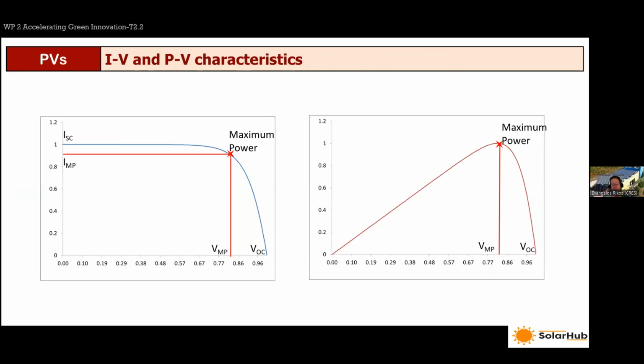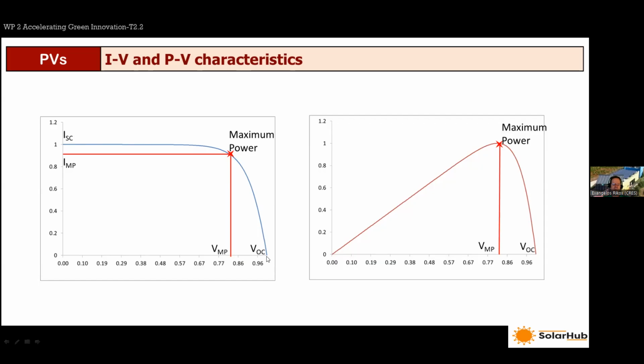Once you quantify this behavior and represent it in diagrams, you will get something like this. On the left side, you have this diagram of the current as a function of voltage. And this is also interpreted in a diagram that gives the power as a function of the voltage again. There are some very important points in this diagram. Take the left one, for example.